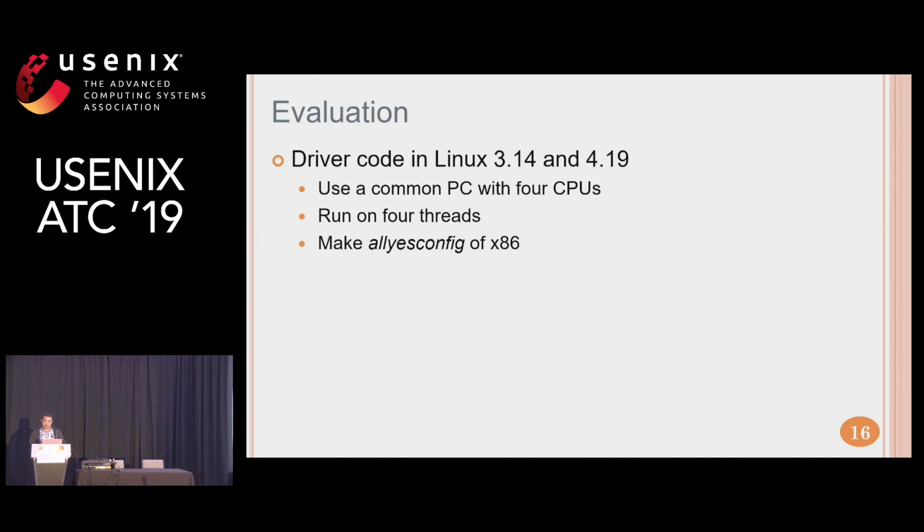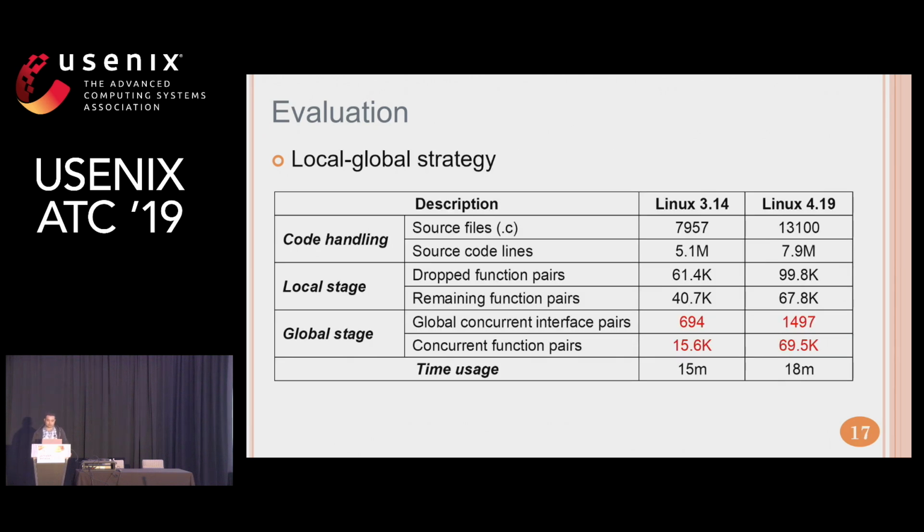In the evaluation, we check the driver code in Linux 3.14 and 4.19. We use a common PC with 4 CPUs and run DCUAF on 4 threads. We configure the Linux kernel using the allyesconfig for x86. The results of the local-global strategy are shown in the table. DCUAF analyzes over 5 million source code lines within 20 minutes.